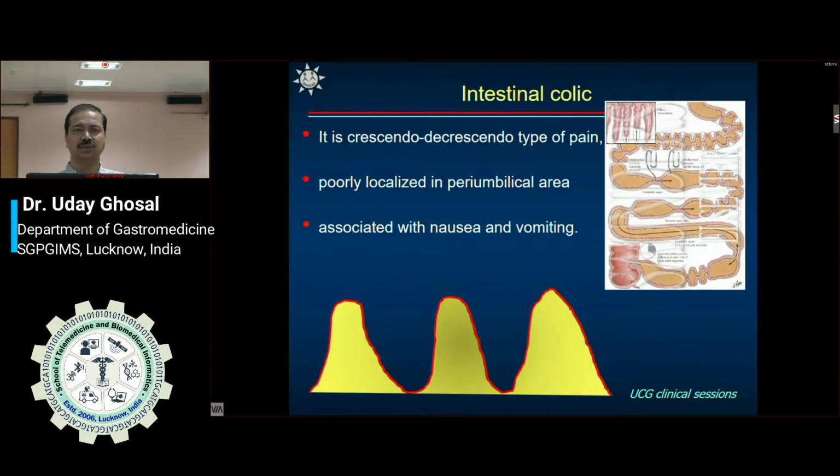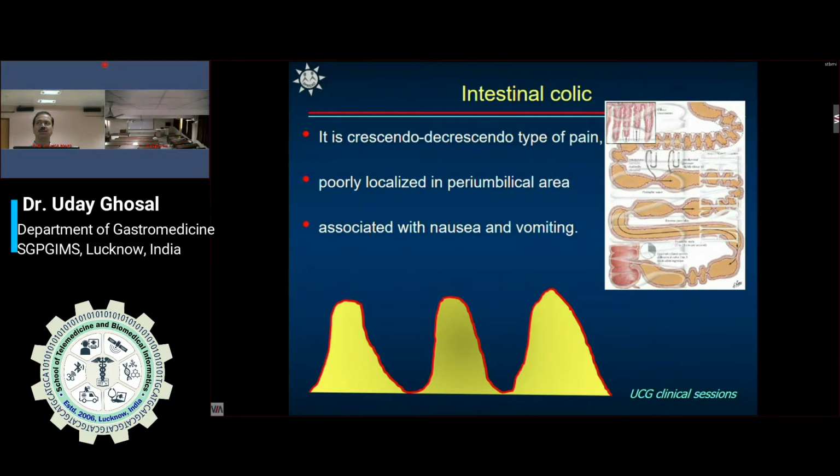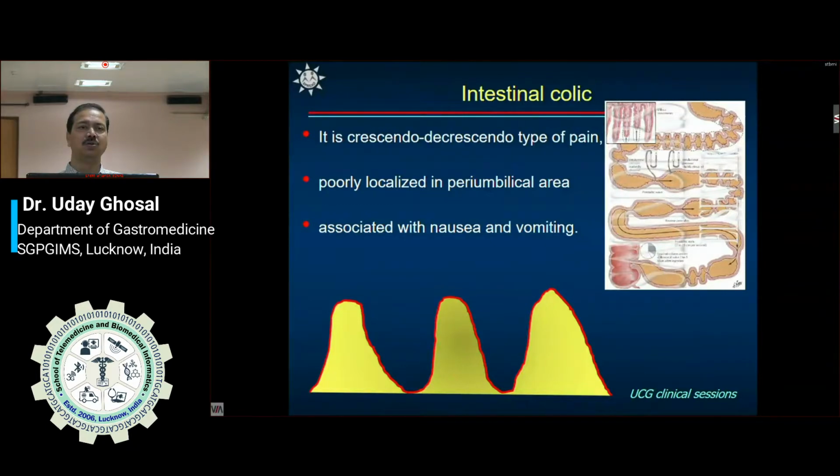Now if you are getting this crescendo decrescendo pattern, this is colicky pain. That's why biliary colic is called a misnomer, it is not a colic. Why? In biliary colic, pain rises, goes to a plateau, and then remains in that plateau phase. Then it gets relieved. Typically biliary colic is not supposed to last more than 4 to 6 hours. If it lasts more than 4 to 6 hours, it will be called acute cholecystitis. So it is no more biliary colic, it is acute cholecystitis.